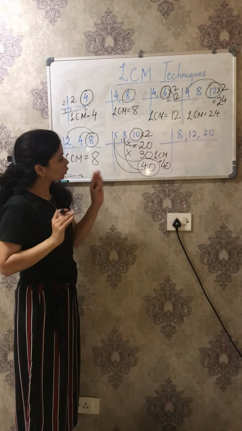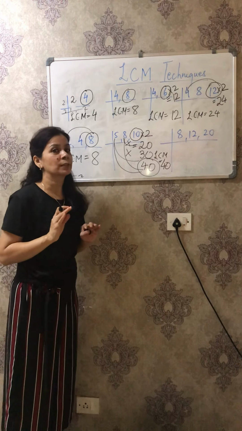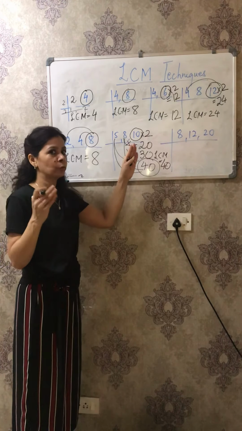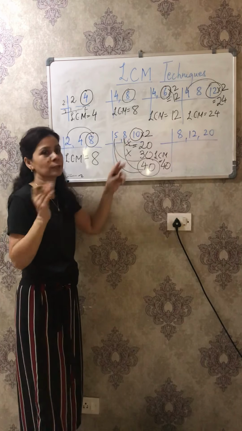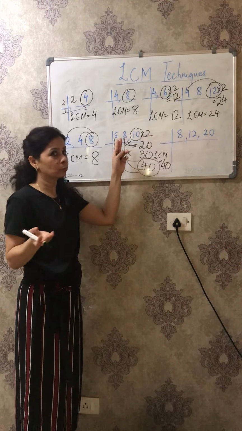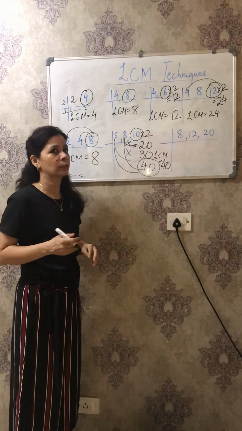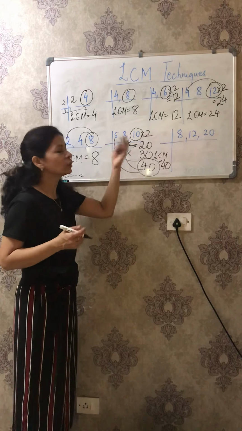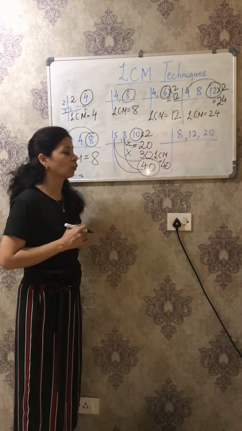See, it's not just easy, it's interesting too. You don't have to write everything down. 10 ones are 10, you know that it won't come in the 8 table. 10 twos are 20, you know that it won't come in the 8 table. 10 threes are 30. 10 fours are 40. Yes, it will come. So you can easily say that the LCM is equal to 40 here.